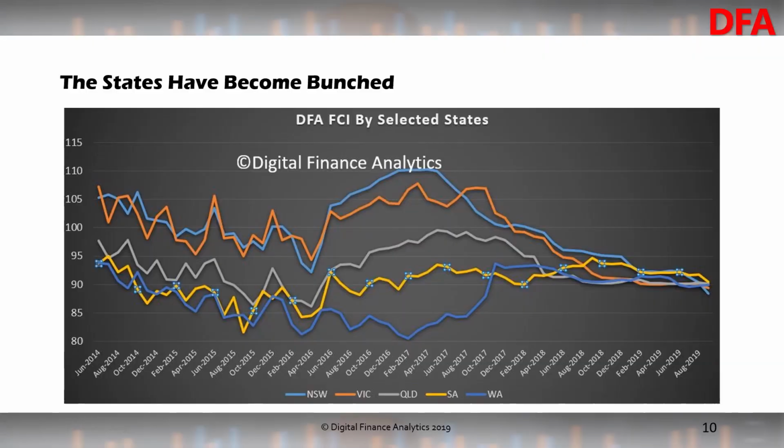And this confidence thing I think is really important, right? Because if it is the case that the government is looking for the household sector to do some more heavy lifting in terms of the future of the growth in the economy, I ain't seeing it. And in fact, you can look at it by states, which is on slide 10, because effectively that information is showing that pretty much now all the states are bunched together in terms of average confidence.